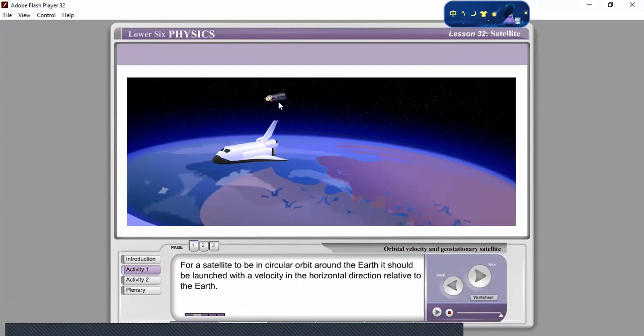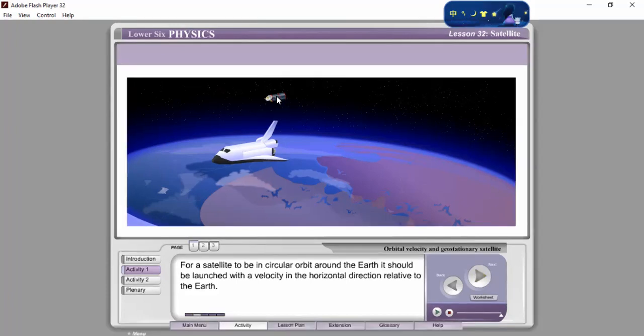So this means that there is motion in the horizontal direction. The satellite's motion must be in the same direction as the Earth's, so that the satellite will rotate about the same axis as the Earth.